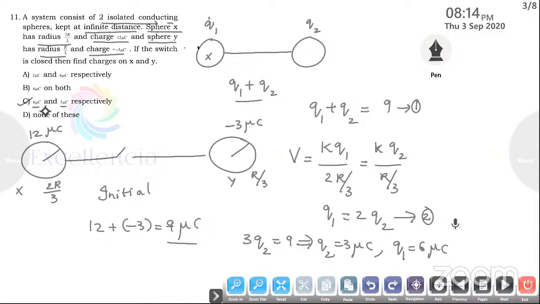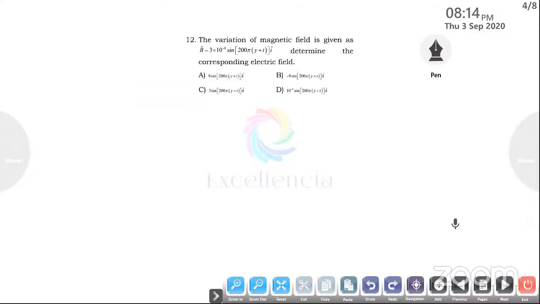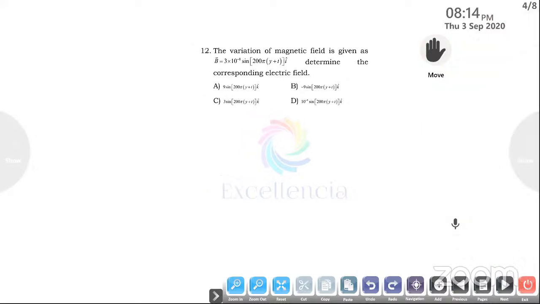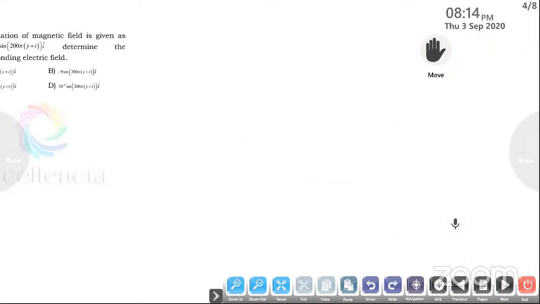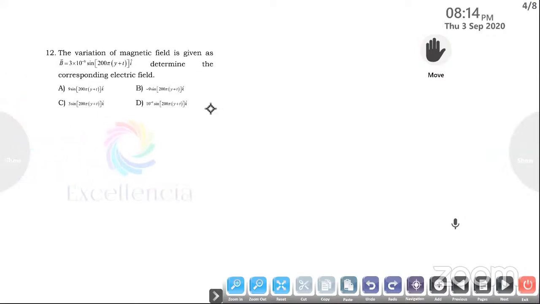Going for the next question. This is about electromagnetic waves, where you are preparing for extra syllabus. You need to give a thought about this direction of electromagnetic wave. Even after having a lot of practice, there are chances that you may miss such kind of question. At least now let us see what this is.